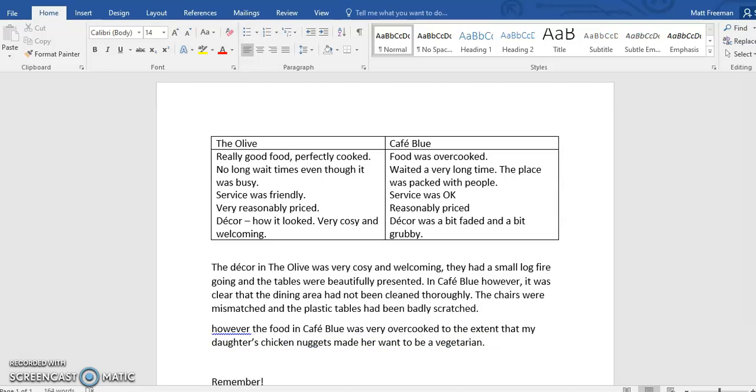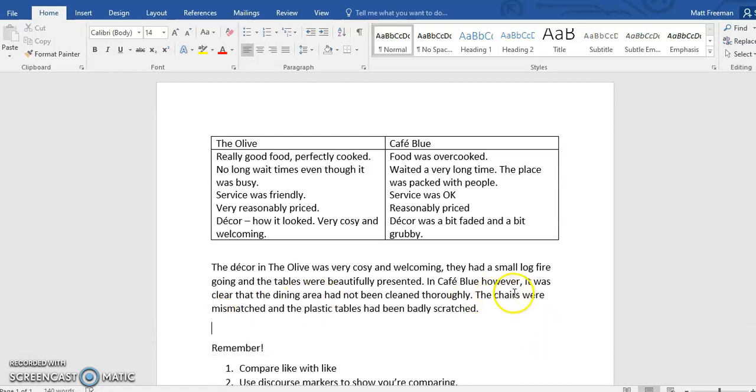Can you see what I've done there? So now I'm comparing the decor in the Olive to the decor in Cafe Blue. And another thing I want to draw your attention to are these words here, our discourse markers like however. So you could have however, or on the other hand, or unlike in Cafe Blue. You can use words or phrases, but you absolutely need to be using these words or phrases which highlight to your reader that you are making a point of comparison. If you do not do this in the exam, you will lose marks.